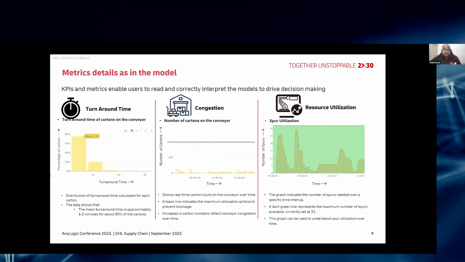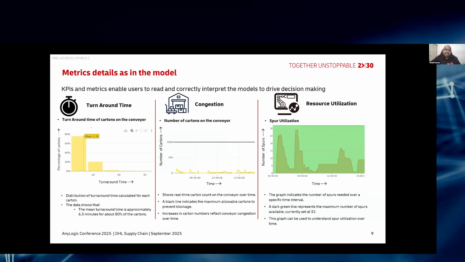Let's take an example. This first graph you can focus on. This is showing the distribution of time taken by cartons on the conveyor. So the user can quickly see how much time an average carton is spending on the conveyor. With this graph, we can interpret that 80% of cartons are taking around 6.5 minutes, and 20% of cartons are taking around 10 minutes. So this is the distribution analysis.